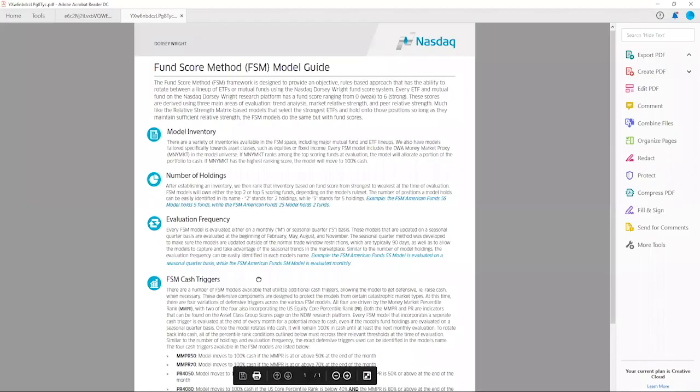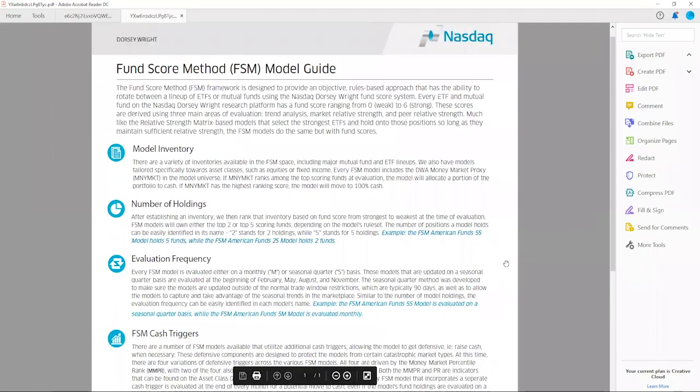And this is designed to give you and your clients a one-page view of how these models are constructed. What do we do in terms of thoughtfully putting together inventories? How are they managed from a number of holdings standpoint? How often are they evaluated? And then finally, is there an offense or defense trigger attached to the end of the model?